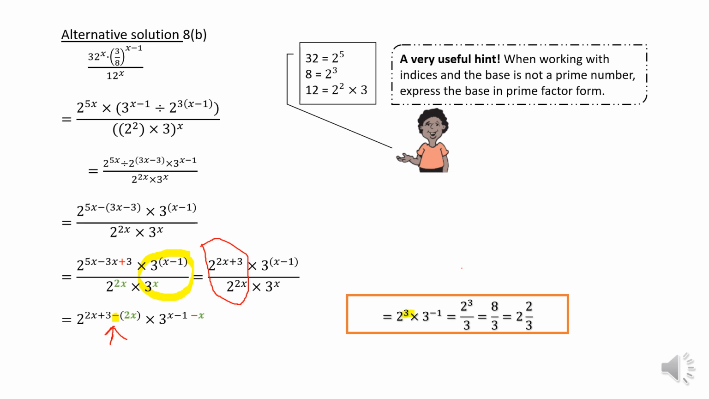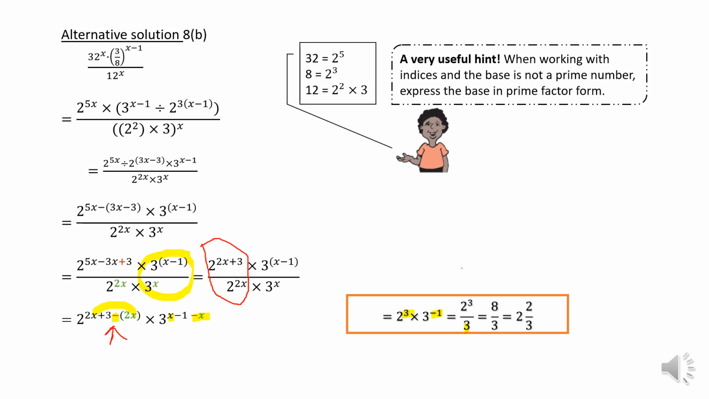Now I have that 3 here because this 2x here and this 2x here, they cancel out each other. Again, the same happens here with this x and this x cancelling each other out, leaving me with that 3 raised to the negative 1. Anything raised to a negative power means it goes underneath, right? So this is the final answer.